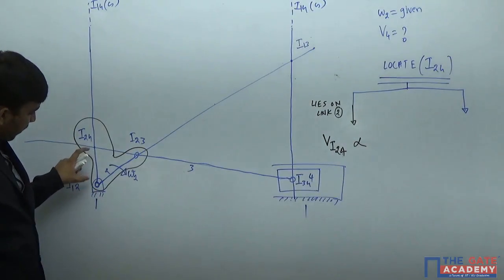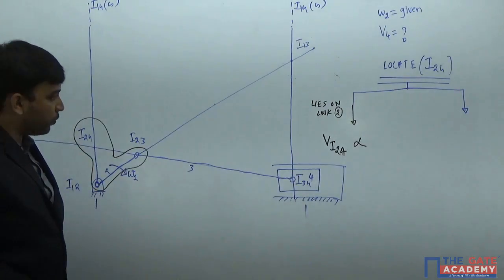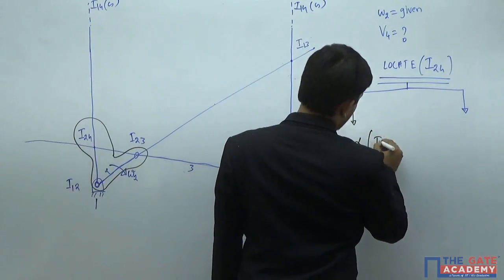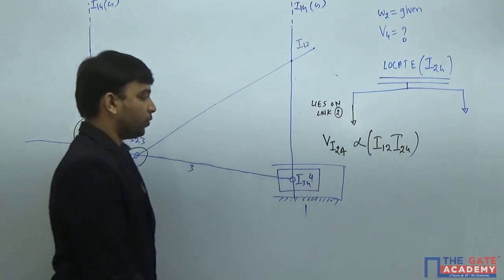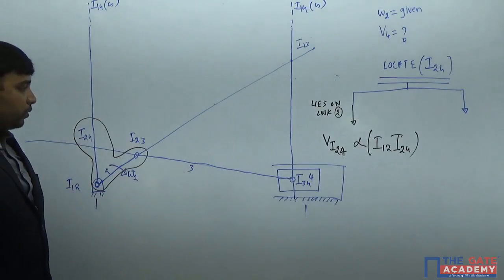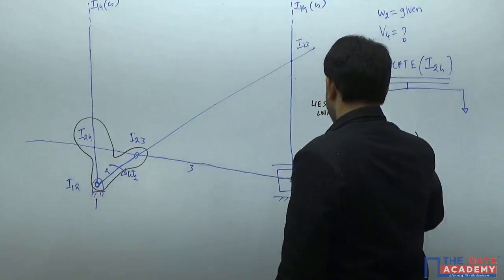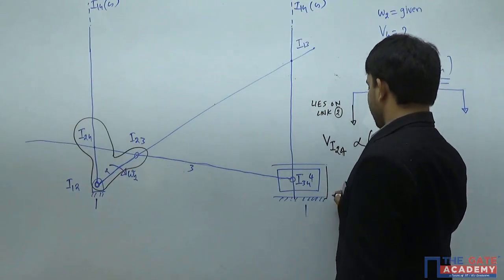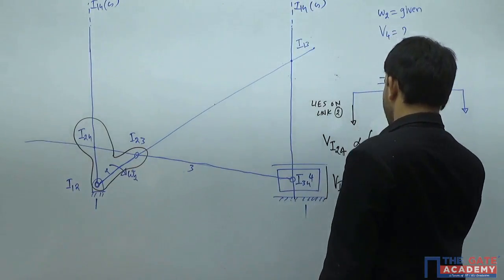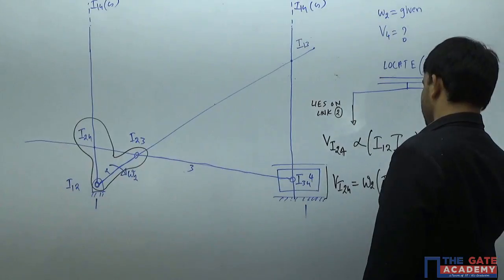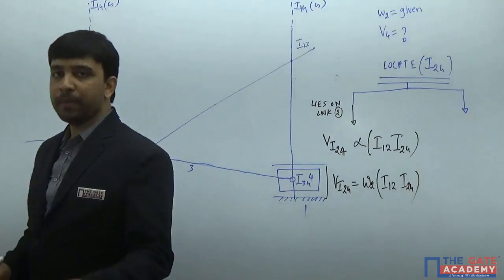Therefore, I can say the velocity of I24 is directly proportional to the distance between these two points, that is I12 and I24. And since I know the angular velocity of link 2, I can write the velocity of I24 is equal to omega 2 times the distance between I12 and I24. This is the velocity of I24.